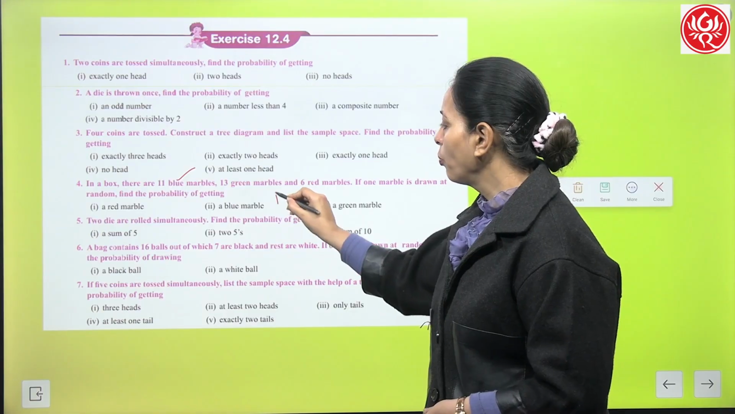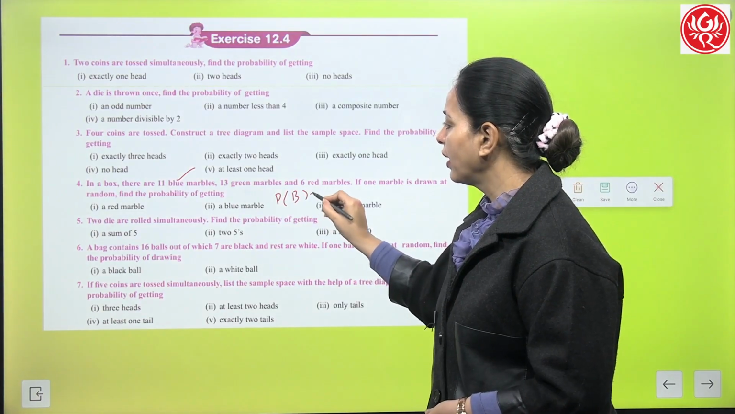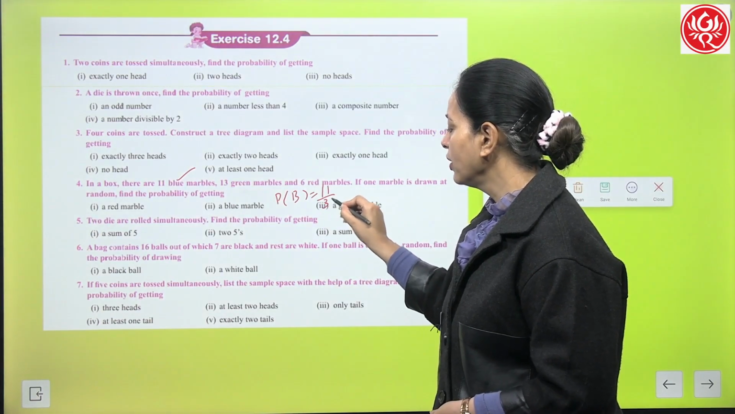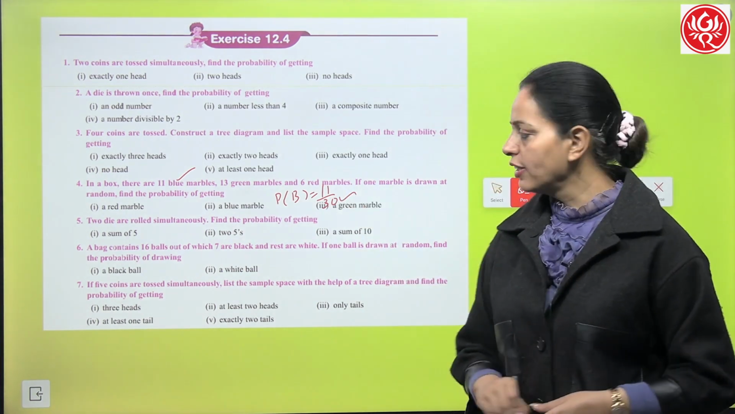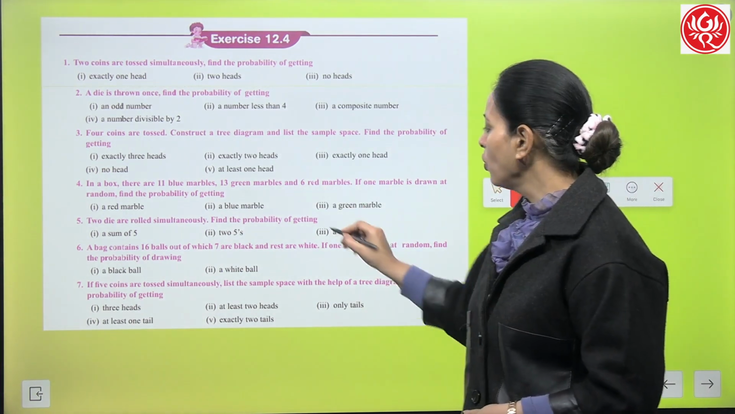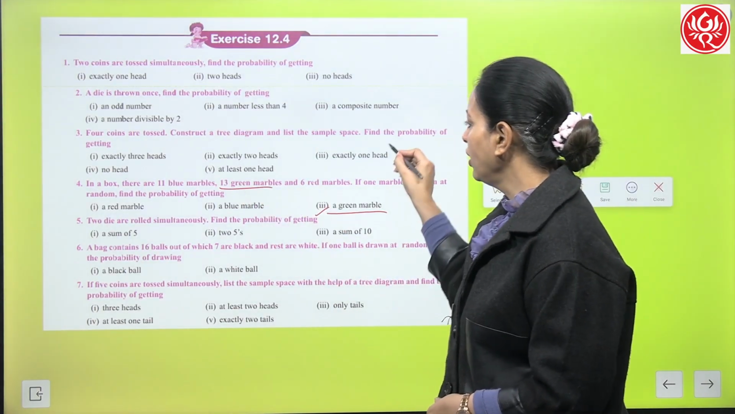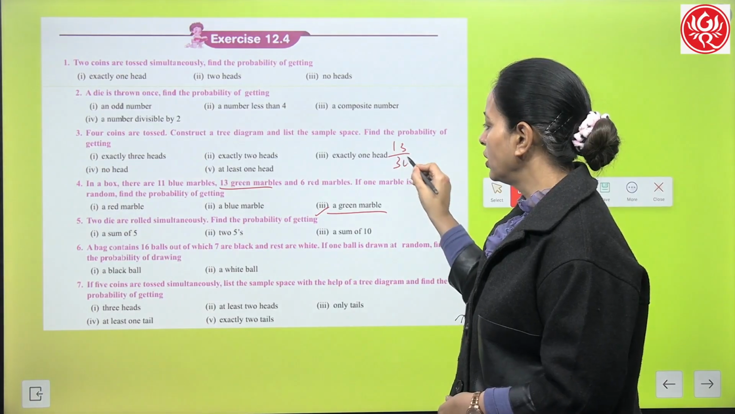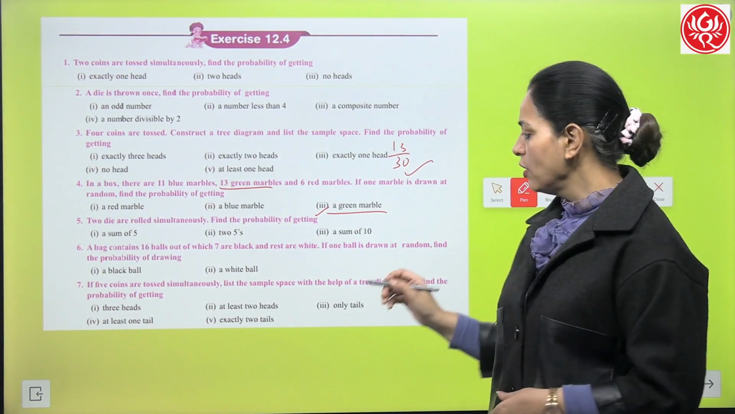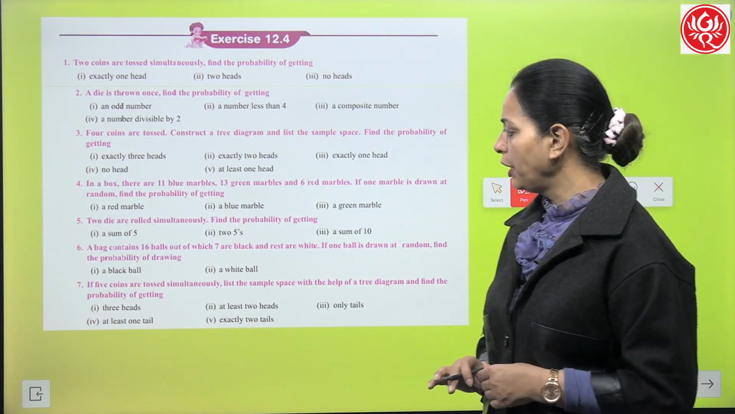11. So the probability of a blue marble is 11 upon 30. Right. So I hope this is clear to you. The third one, a green marble: 13 marbles are green. So 13 out of 30. Okay, very easy. So similarly, you can try the remaining parts.